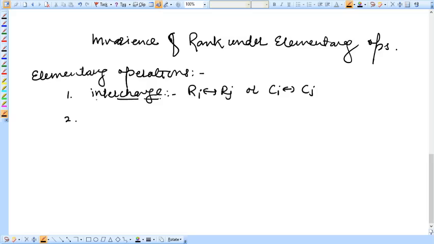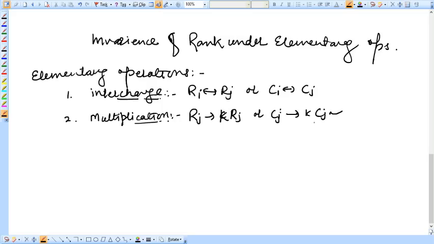multiplication of all the elements of any line by any non-zero number is also an elementary operation. Multiplication of all the elements of any line: like if it is row Rj, it is multiplied by a constant k, or this is column Cj and it is multiplied by k. This is also elementary.